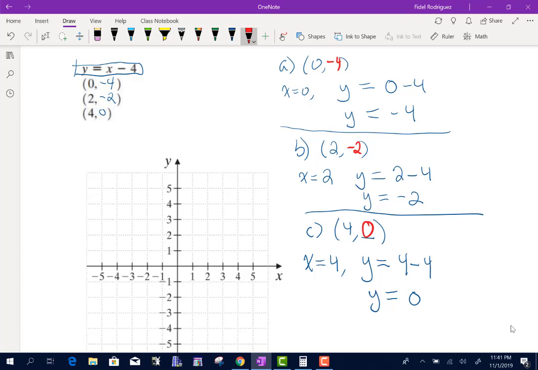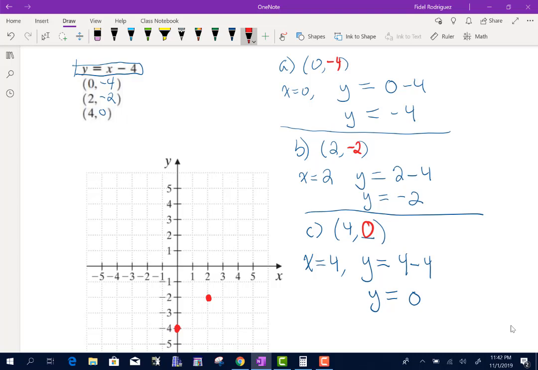Guys, all we're going to do now, we're just going to plot our points, okay? So let's take a look at the first one. 0, negative 4. Remember, I always start in the middle. And if my first number is 0, that means I'm not going to move to the left, I'm not going to move to the right, but I am going to go down to the number negative 4. So there's my first point, okay? The second point we have is 2, comma, negative 2. So remember, the first number being 2 means I'm going to go 2 to the right. The second number being negative 2 means I'm going to go 2 down. Do that point right there.